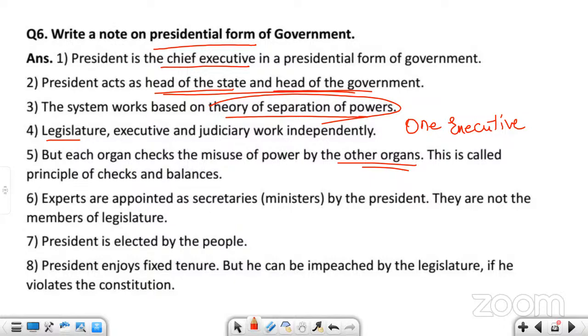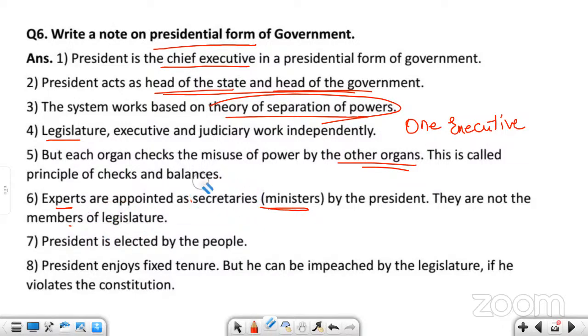Then the experts of various fields are appointed as secretaries. In the parliamentary form of government, the ministers of the prime minister are not necessarily experts. Many of them are even uneducated. But here in the presidential form of government, experts are appointed as ministers. They are not members of the legislature. They do not belong to the legislature. They are the experts and the president directly appoints them.